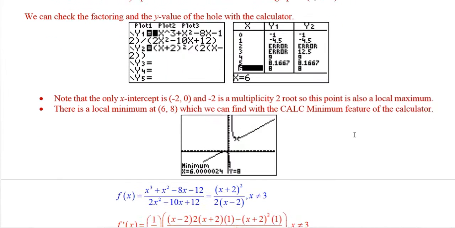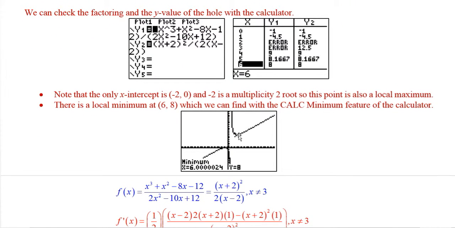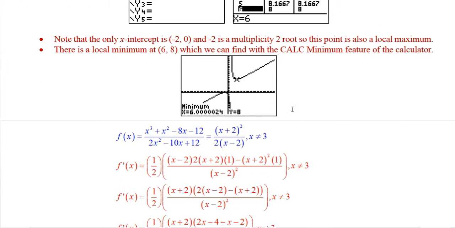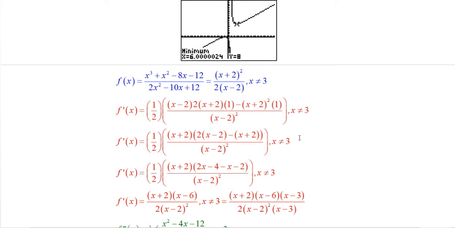Now, what about minima and maxima? The minima and maxima occur at these 2 points right here. You can do a calc minimum or calc maximum, and if you look at calc minimum, it is at least approximately 6.8 for the minimum, and we know there's a maximum at (-2, 0). Now we can verify these algebraically by looking at derivatives. So let's do some derivatives.